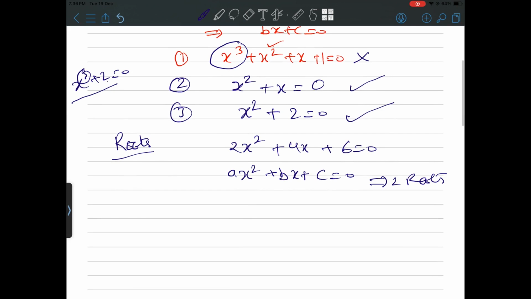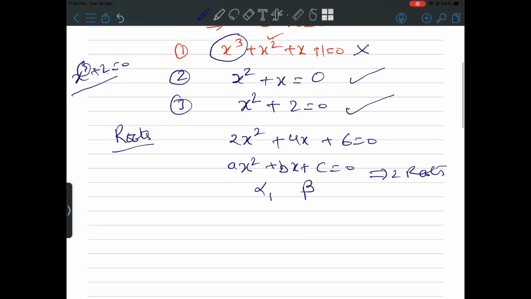Sometimes we see questions where they say, suppose you have a quadratic equation like this, and there are two roots. One is alpha, another is beta. Alpha and beta are the Greek letters which we utilize in mathematics. Suppose you want to find the sum of these two roots, then we say alpha plus beta is equal to minus b upon a, right?